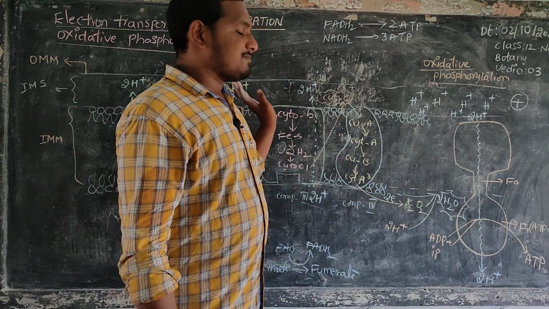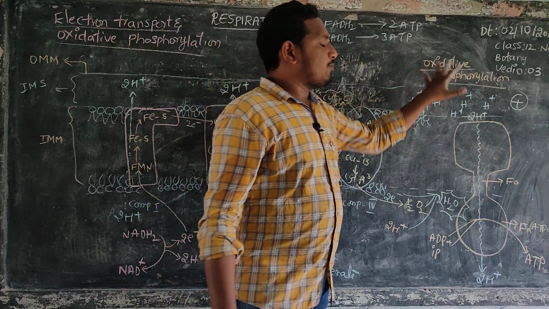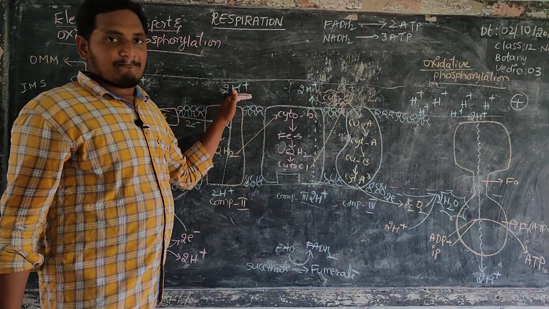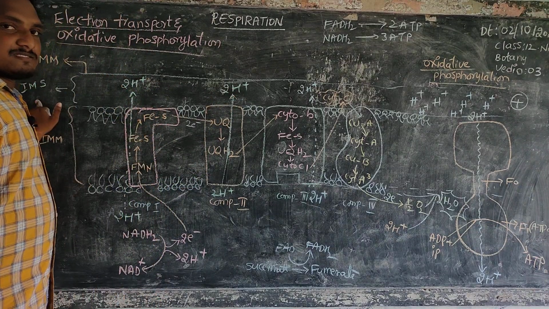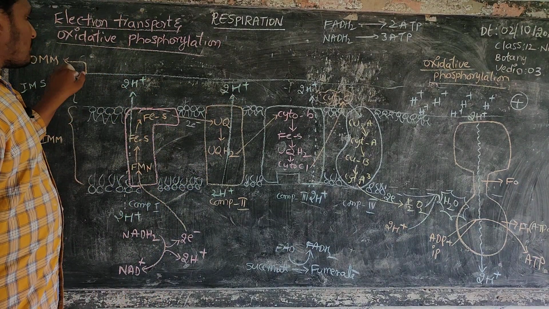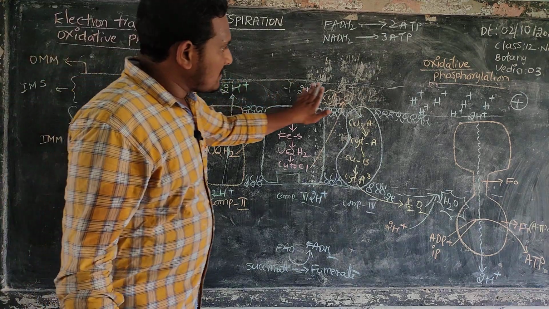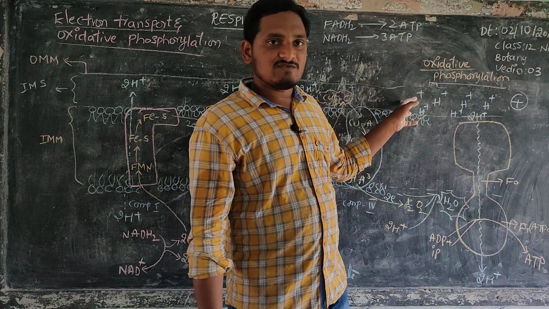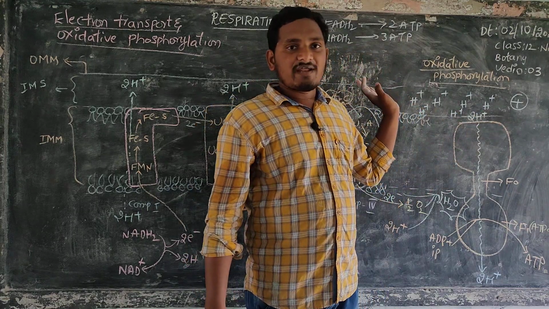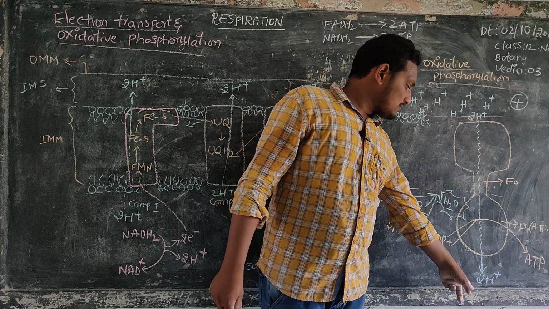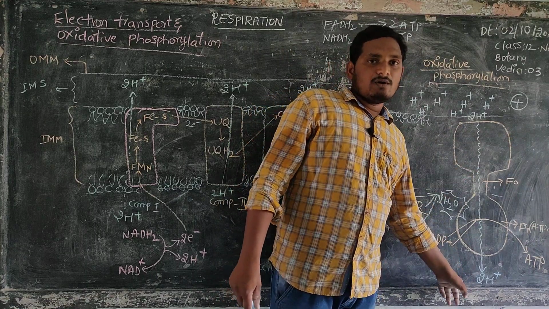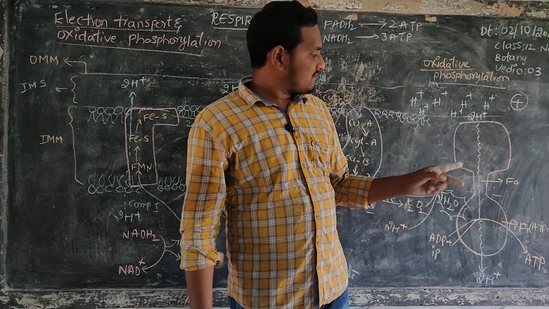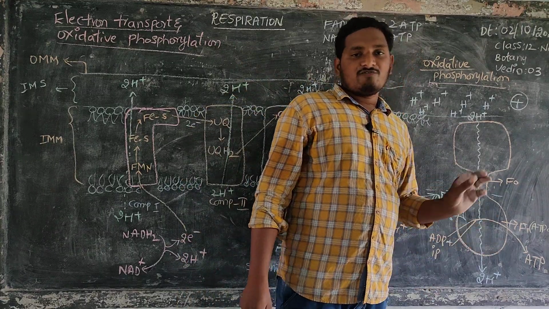In this process, a large amount of protons accumulates in the outer compartment, the intermembrane space, the space between the inner membrane and outer membrane. In this particular space, many protons are accumulated and a high concentration gradient is formed. Because of this gradient, the protons try to come back to the matrix with the help of two particles: one is the F0 particle, and the other is the F1 particle.